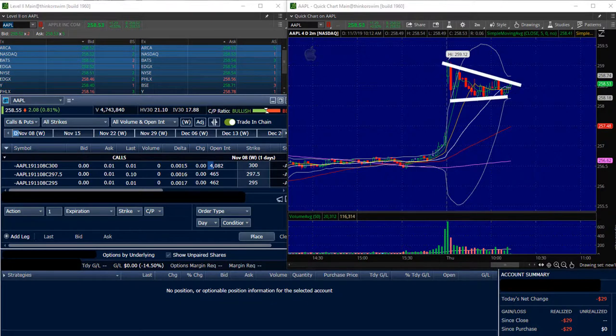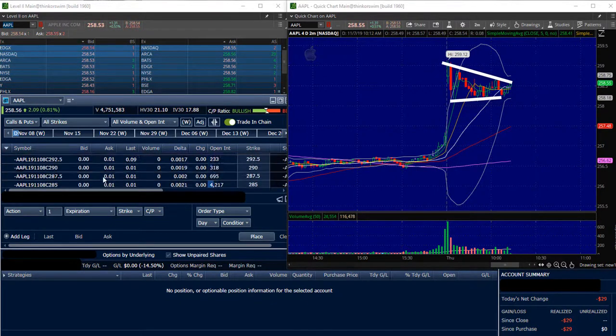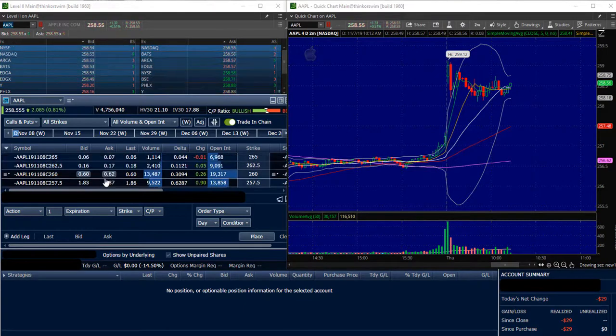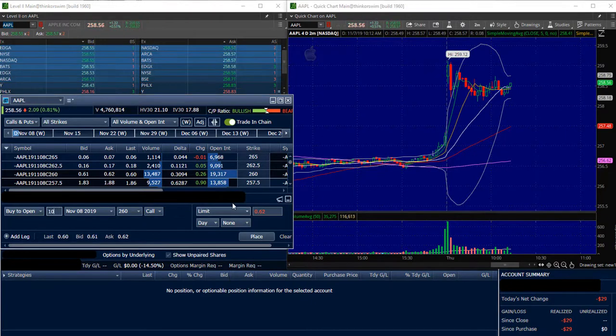I'm currently watching Apple here. I'm looking to see if we can get a potential breakout here on Apple. At the moment, we are in a period of consolidation, so there's not much happening, but I am looking for a potential move to the upside.